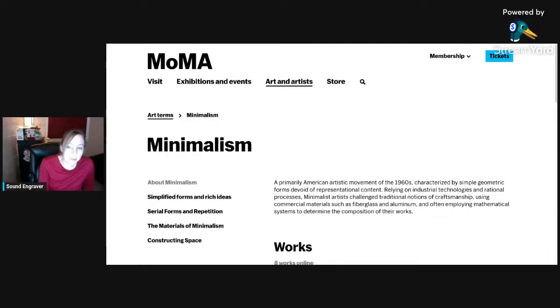Relying on industrial technologies and rational processes, minimalist artists challenged the traditional notions of craftsmanship using commercial materials such as fiberglass, aluminum, and often employing mathematical systems to determine the composition of their works.